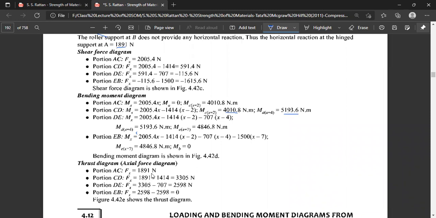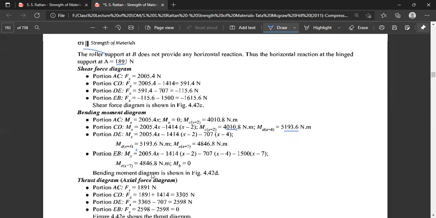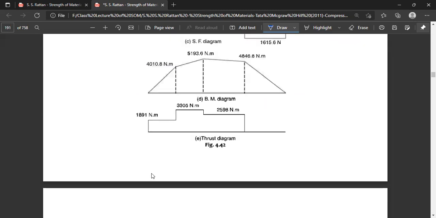2005.4 x minus 1414 (x minus 2) minus 707 (x minus 4) minus 1500 (x minus 7). So ME at x equal to 7 becomes 74846.8, and MB at x equal to 9 is equal to 0. So the bending moment diagram will take this particular shape.